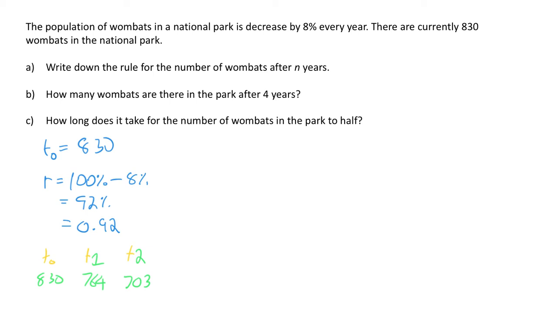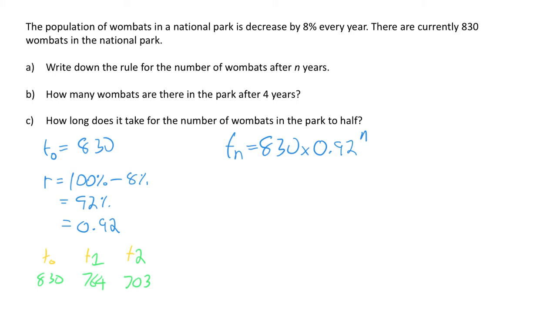So let's have a go at writing our rule, and it's going to be Tn is equal to our starting value of 830 times by our common ratio of 0.92. But because we've used a starting value of T0 as opposed to T1, it's going to be to the power of n instead of n minus 1. So we only use n minus 1 when our starting value is T1. Because it's T0, it's just going to be a straight n. So the rule for the number of wombats after n years is going to be Tn is equal to 830 times by 0.92 to the power of n.